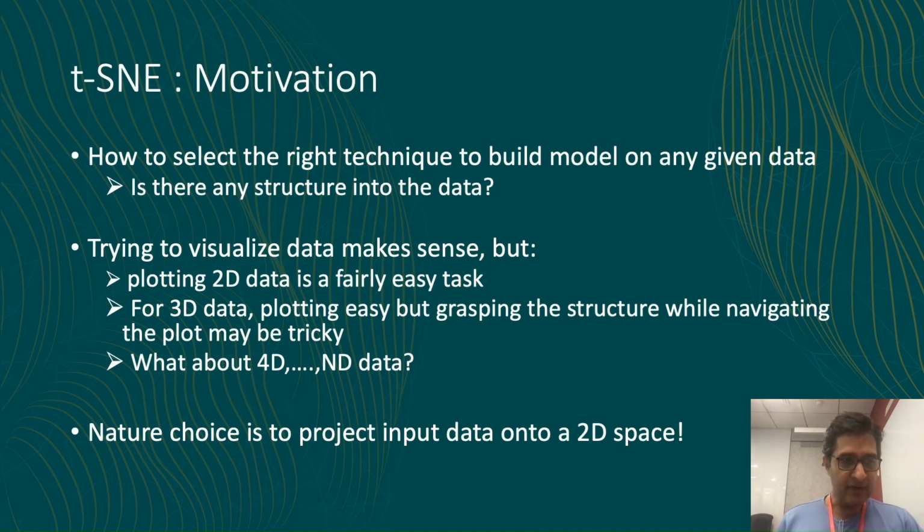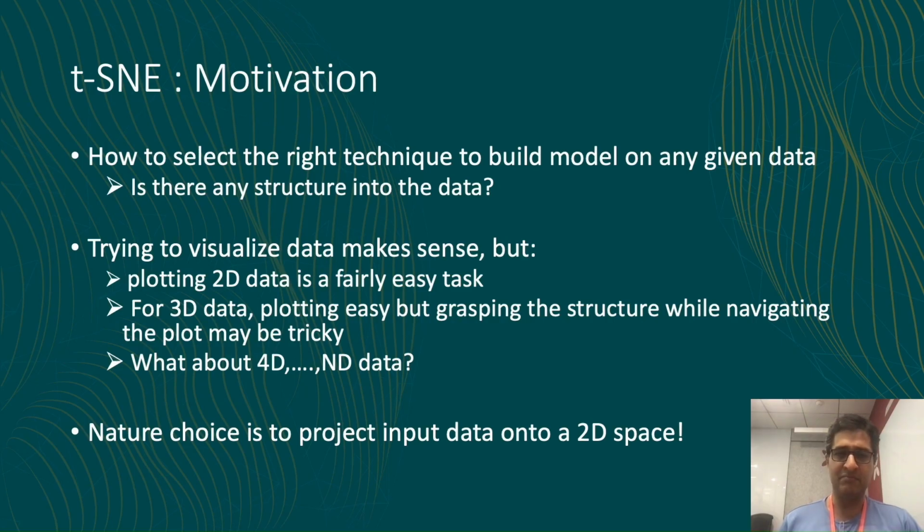In trying to do that, the best way that humans can build an intuition around data is by visualizing it. Now, if this data were in 2 dimensions, it's easy for us to visualize, right? It's a fairly easy task. For 3 dimensions, yes, you could probably build some fairly advanced visualization techniques, and especially given today's AR, VR technology, you could potentially visualize this data quite well, right?